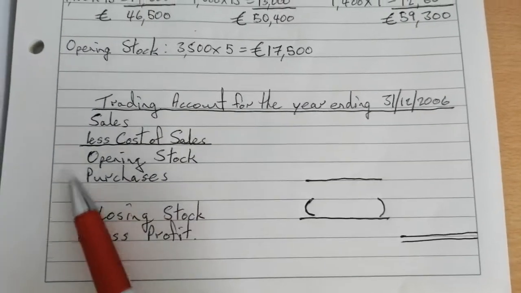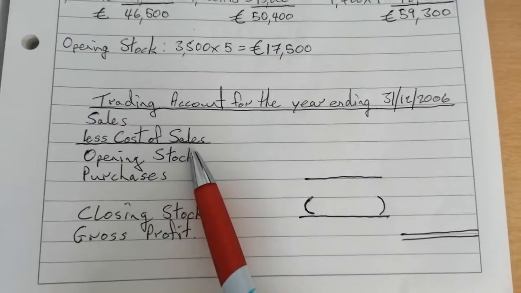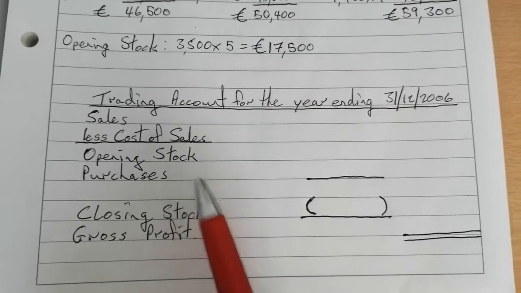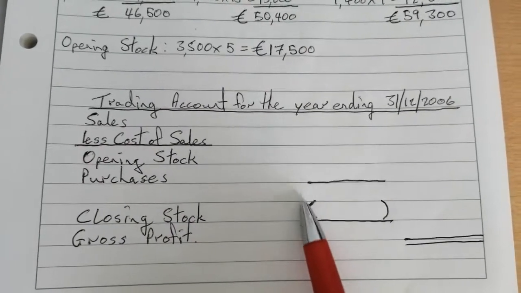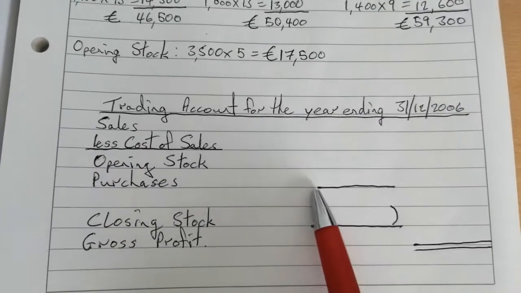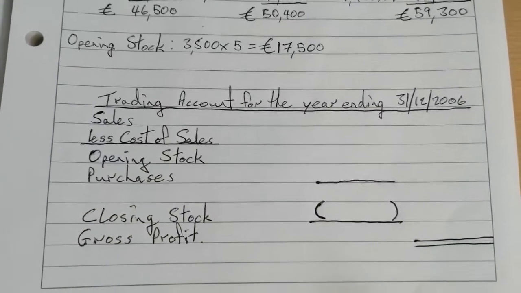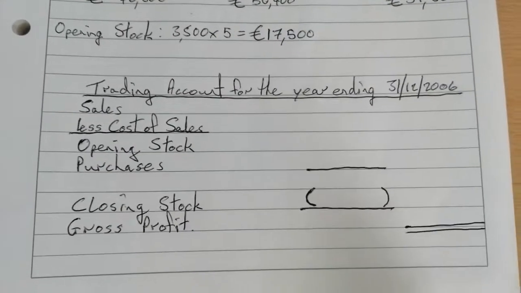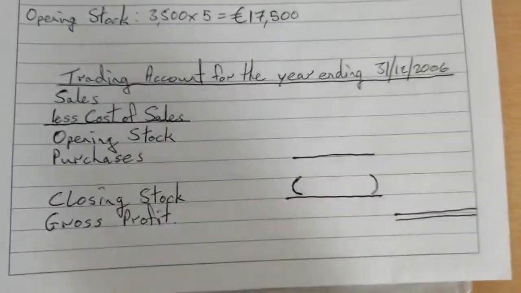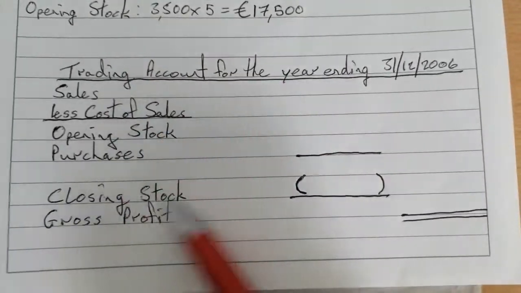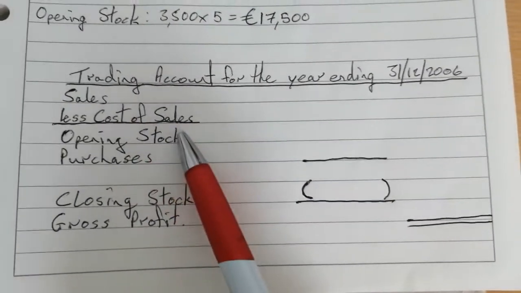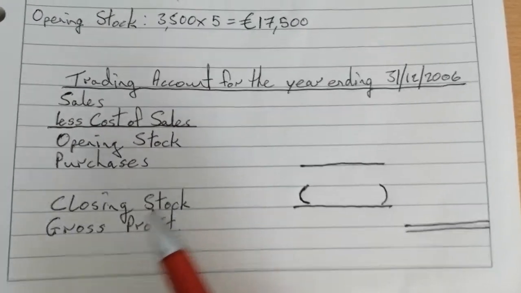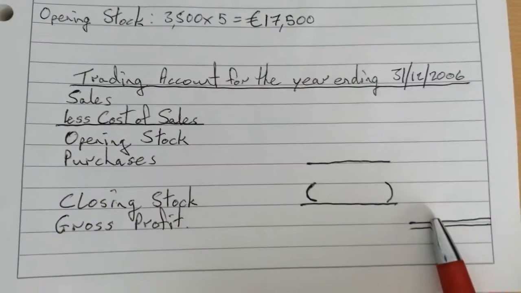And you calculate the cost of sales by taking the opening stock, adding on the purchases, and subtracting the closing stock. And in accounting, when we put these brackets around a figure, it implies that it's a negative figure or that you're subtracting. So in order to create this trading account, we need the sales figure, the opening stock figure, the purchases, the closing stock figure, and then all together we'll have calculated our gross profit figure.